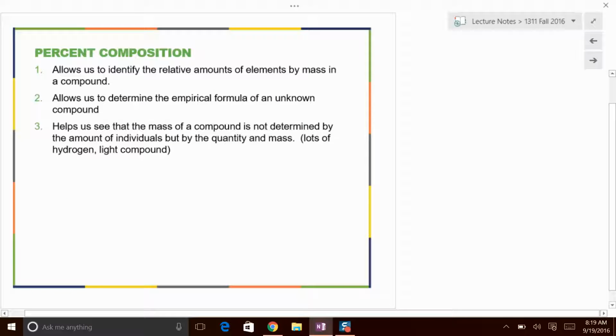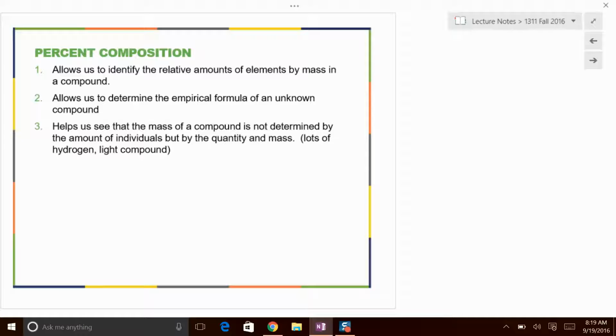All right, now let's talk about percent composition. This kind of relates to what we were just talking about. Percent composition allows us to identify the relative amounts of elements by mass in a compound. It allows us to determine the empirical formula of an unknown compound. So if they tell us you have this much percent carbon, this much percent hydrogen, this much percent oxygen in your compound, then you can figure out an empirical formula from that. And from that empirical formula, you could try to identify what that compound is.